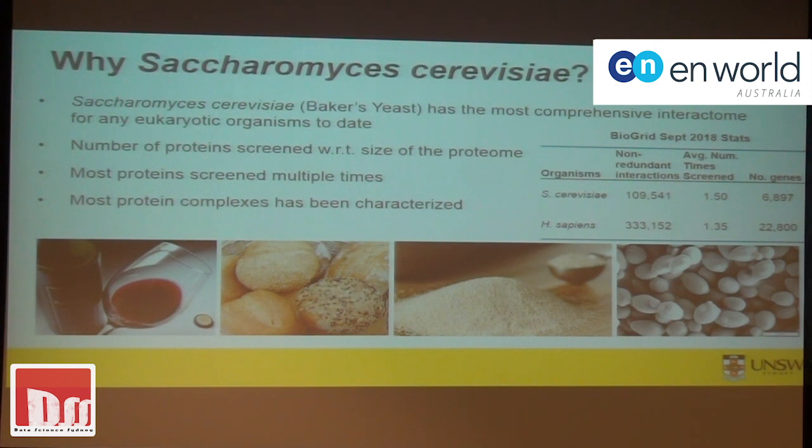It is because it is the most comprehensive interactome for any eukaryotic organism to date. It has the greatest number of proteins screened with respect to the size of the proteome, and we know most of the complexes already. So this is a typical analytical pipeline.